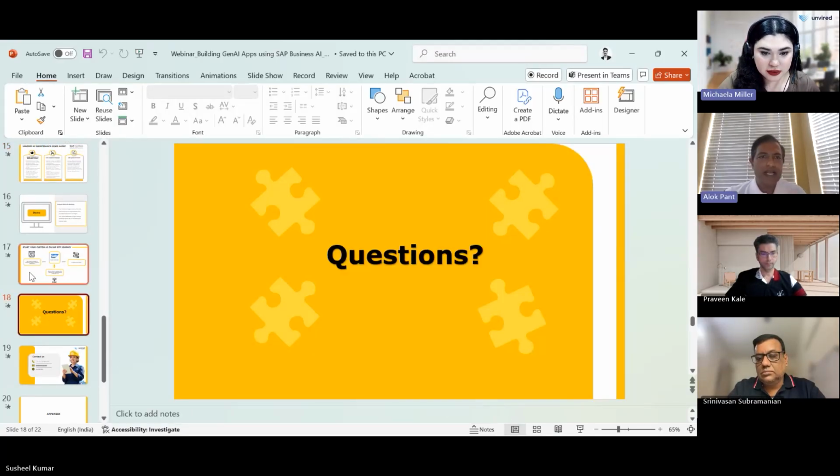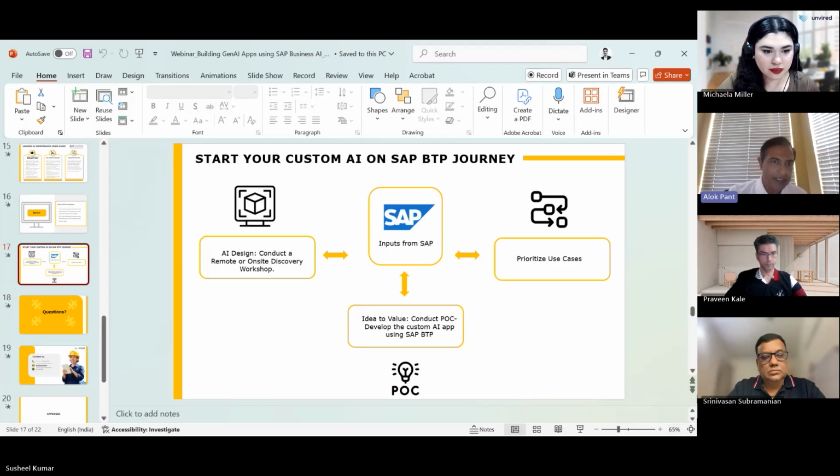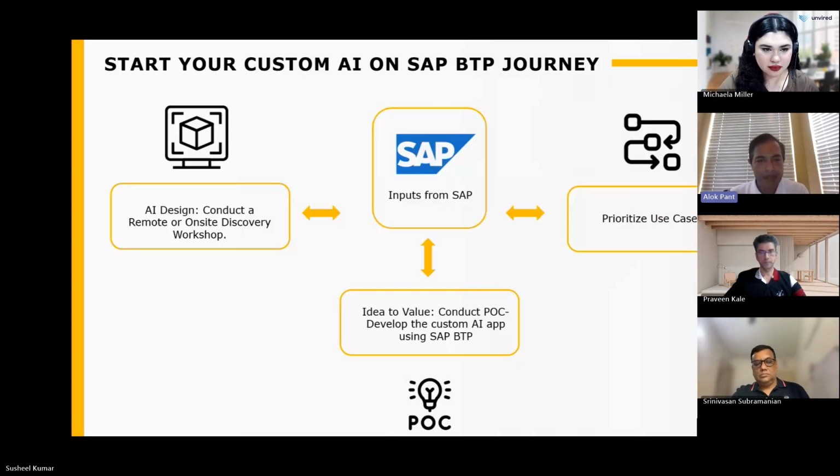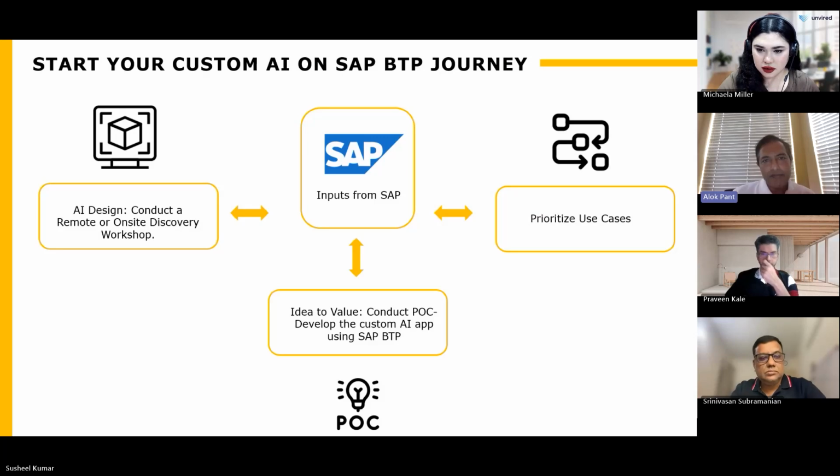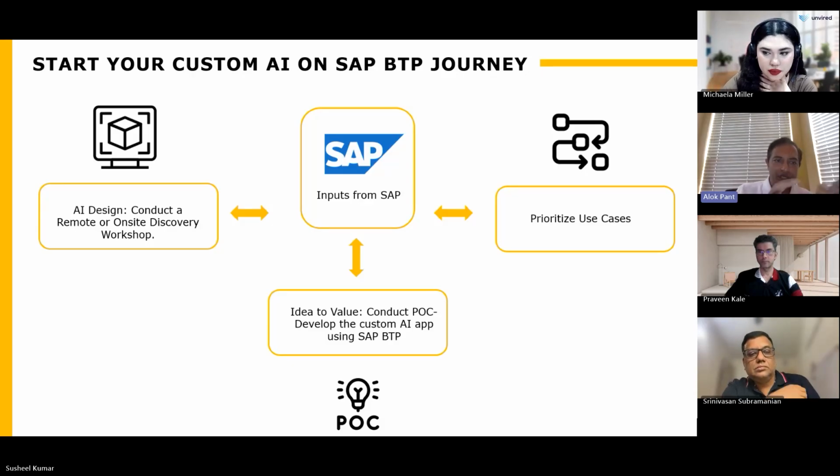Can you go to the POC slide, Michaela? We didn't discuss the POC slide. Yeah. So the idea here was that we showed you an app we had built on BTP. So if you are thinking of starting your AI journey on BTP, here is what we would suggest. We can conduct a remote or on-site discovery workshop to help you figure out what the use cases you are thinking about are, how they map with the embedded AI features SAP is already giving, and do you really need a custom app? So we can do all that, help you do the AI design, as we call it.